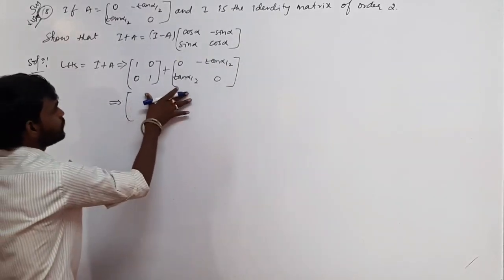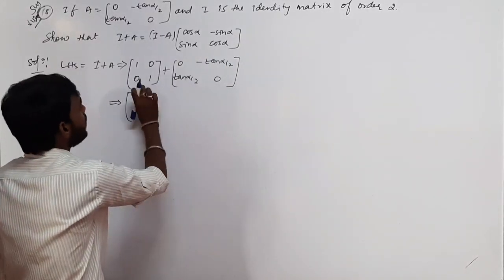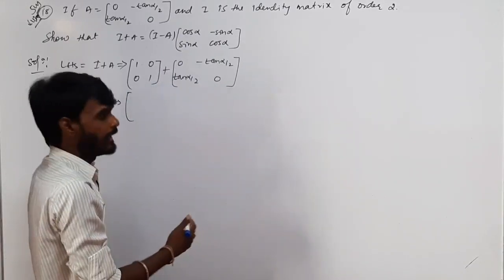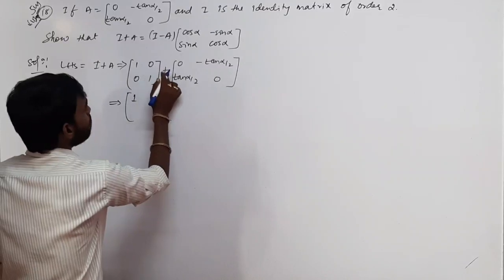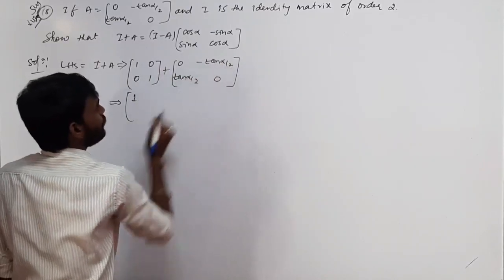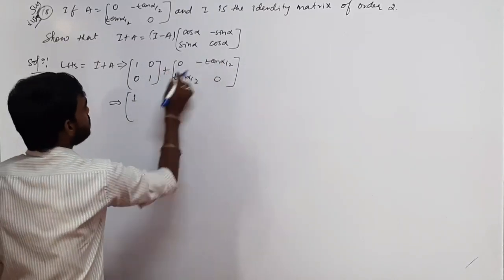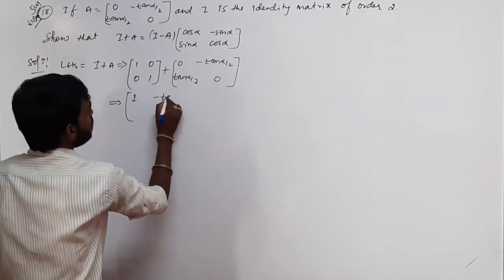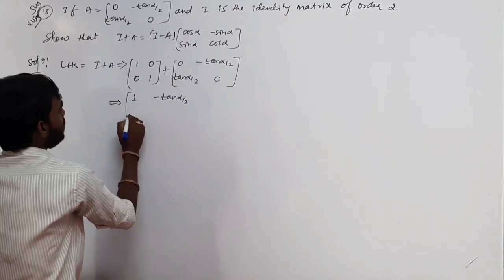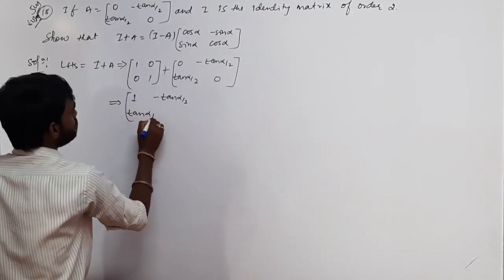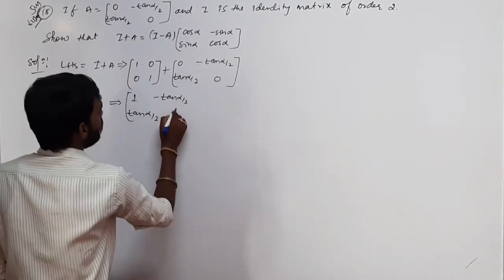Already these two matrices are of the same order, so we can add the corresponding elements. 1 plus 0 is 1, 0 plus minus tan alpha by 2 is minus tan alpha by 2. 0 plus tan alpha by 2 is tan alpha by 2, and 1 plus 0 will be 1.